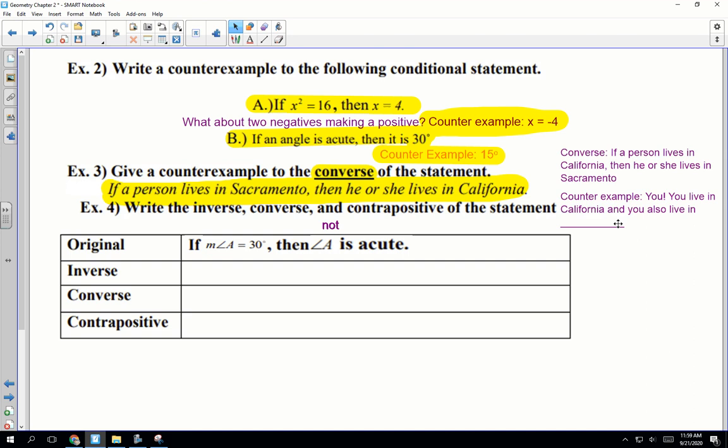I don't yet know any of my students that live in Sacramento. So if you live in California and you also live in our district area, then you are a counterexample. Very exciting. So go ahead and make sure, please fill in your name.